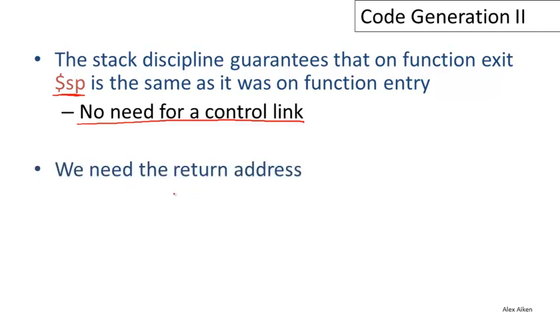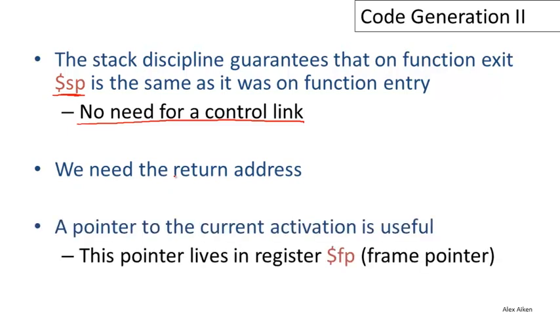We will, however, need the return address, and that will need to be stored somewhere in the activation record. And one more thing, it turns out that a pointer to the current activation will be useful. Now, this is to the current activation, not to the previous activation. And this pointer will live in the register FP, which stands for frame pointer. This is the register name on the MIPS, and by convention, compilers put the frame pointer there. What the frame pointer is good for, well, it points to the current frame, so that's where the name comes from, but what it's good for, we'll see in a few minutes.